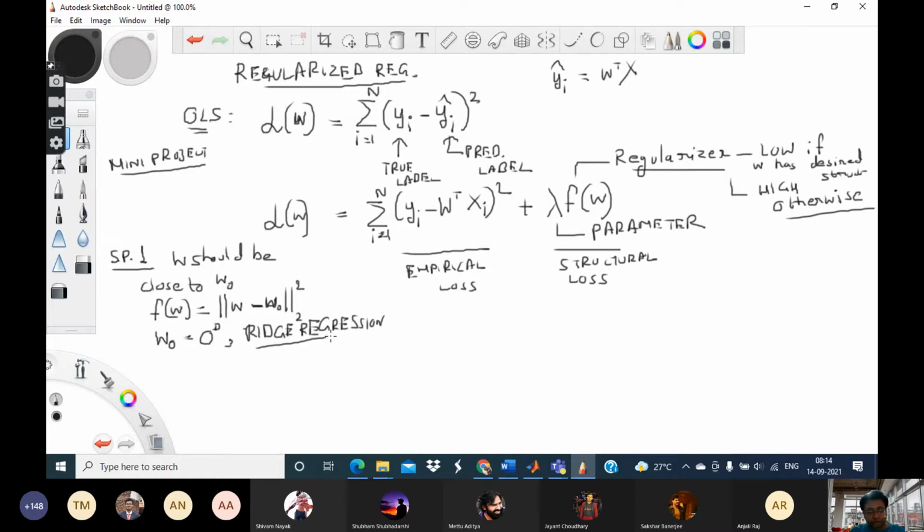Right, so the details of these are all given in the notes that are shared. I hope you are going through them. So just to say this, the expression for the loss function for ridge regression is defined as follows. Here this is the empirical loss as usual. And this is the structural loss.